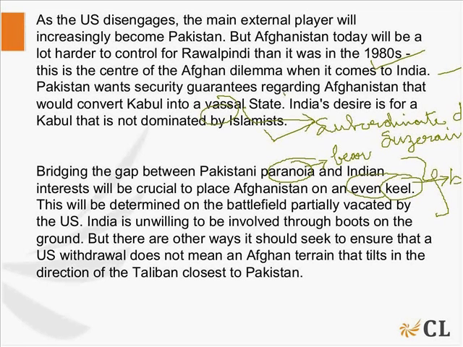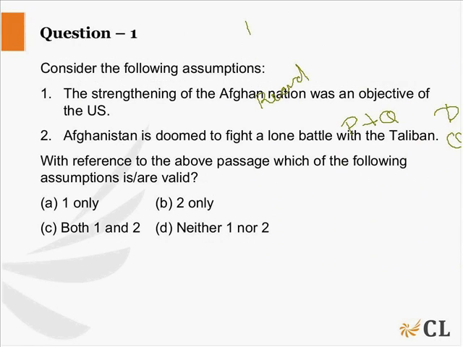This will be determined on the battlefield partially vacated by the US. India is unwilling to be involved through boots on the ground, but there are other ways it should seek to ensure that a US withdrawal does not mean an Afghan terrain that tilts in the direction of the Taliban closest to Pakistan. So the author is giving an opinion, and he expressed his fear. Now he is giving a warning also over here, right? So basically the passage just talks about the author's opinion, the facts backed with it. Now let's go to the question. The question says, consider the following assumptions.